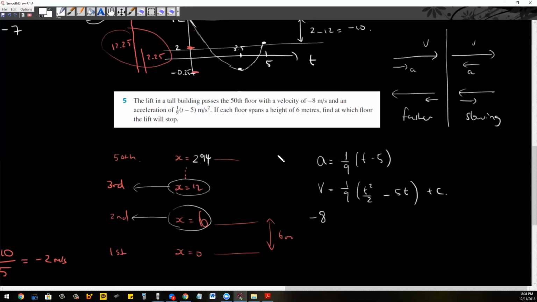Wait, how do you anti-differentiate? To anti-differentiate, you add 1 to the power, and then you divide by that new power. So if it was 8t, you make it 8t squared over 2. Okay, cool. Wait, so what were you saying about the turning point? Not the turning point, but wait, is c the turning point?